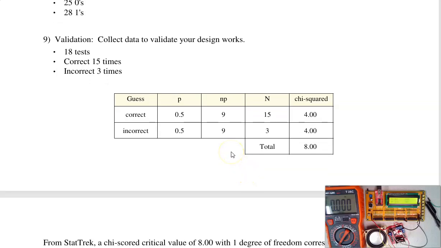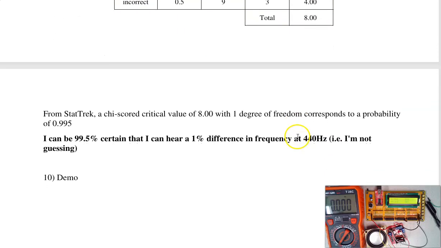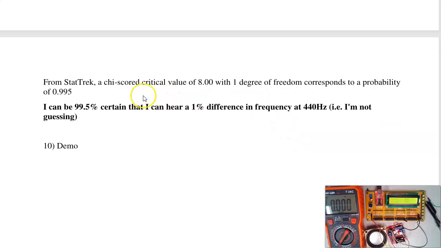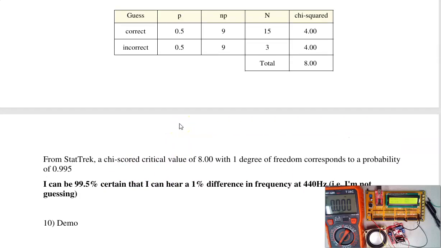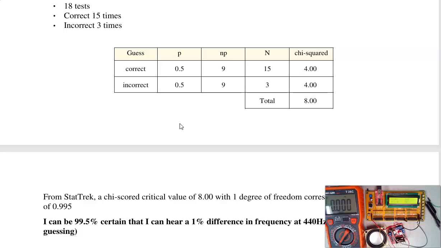Now let's go back to the question. Can I tell the difference of 1%? When I'm trying it, I was right 15 times, wrong 3 times. Chi-square score is 8. From StatTrek, that means 99.5% chance I'm not guessing. Apparently I can hear the difference of 1%.